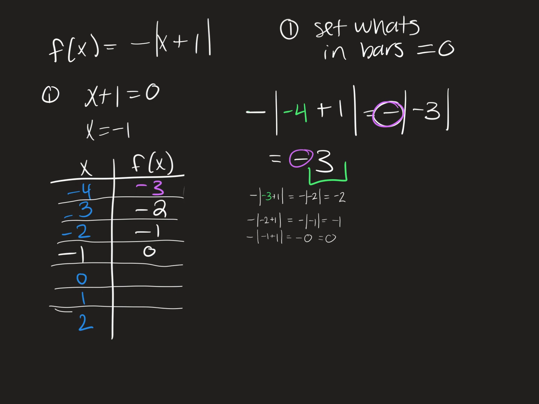Right, so then when we plug in 0, you get negative absolute value of 1, which is just negative 1. So remember, absolute value, if it's a positive number, it stays positive. If it's a negative number, it becomes positive. So like the absolute value of positive 2 is just positive 2, but we still stick that negative from the outside there.